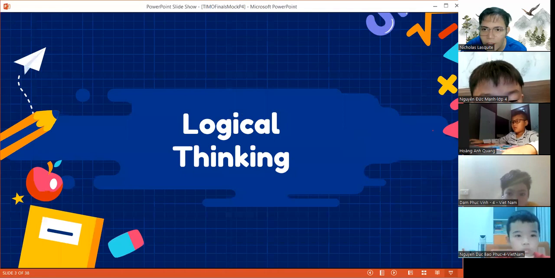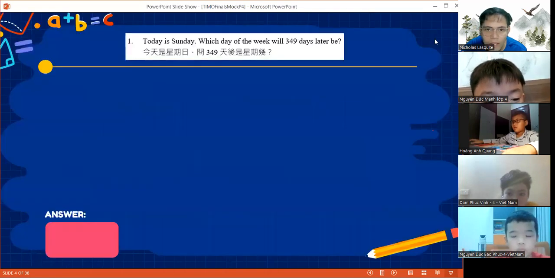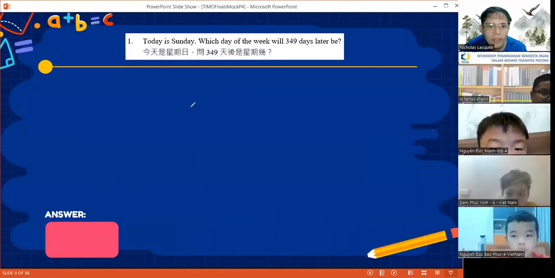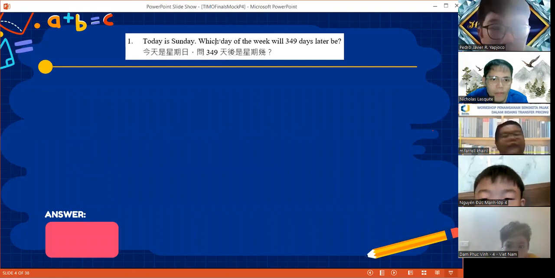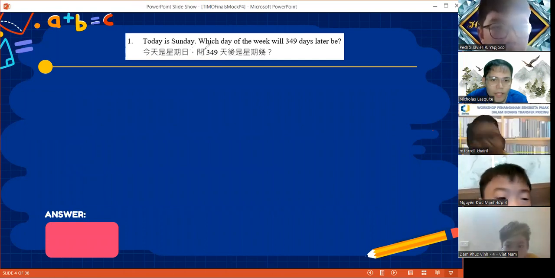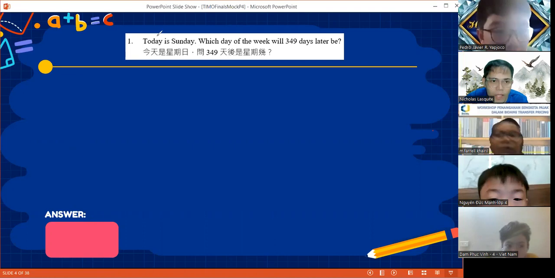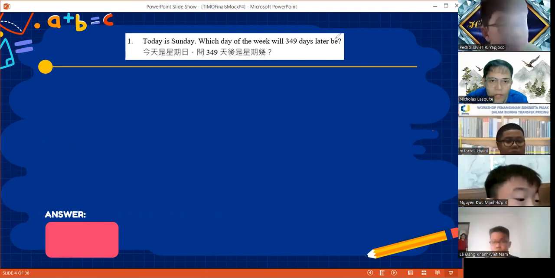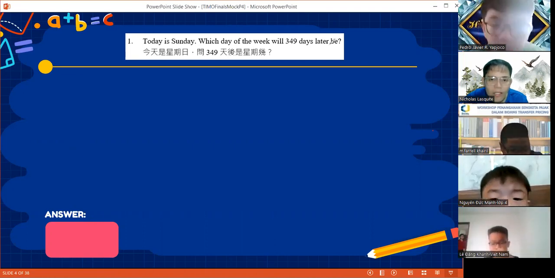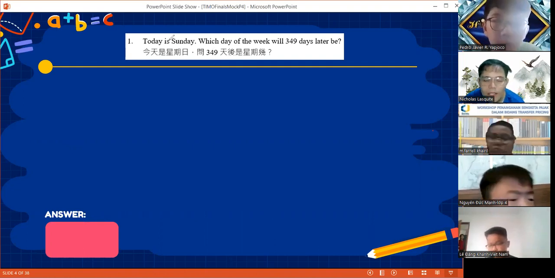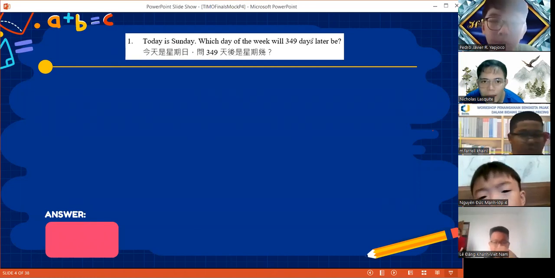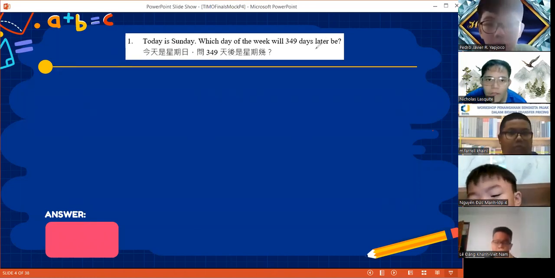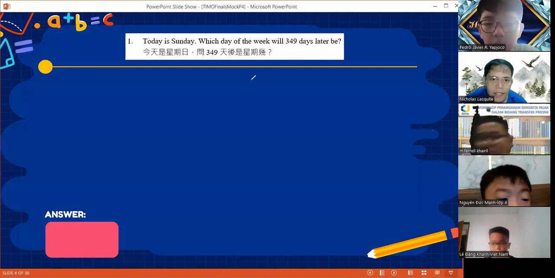Okay, I think we can start now with our logic problems. This is what usually happens on your exam. There's an English translation, and below is a different translation. What you need to do is just read the English translation if you are used to it. Today is Sunday. Which day of the week will 349 days later be?